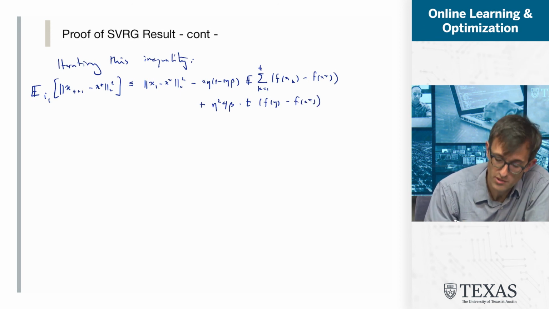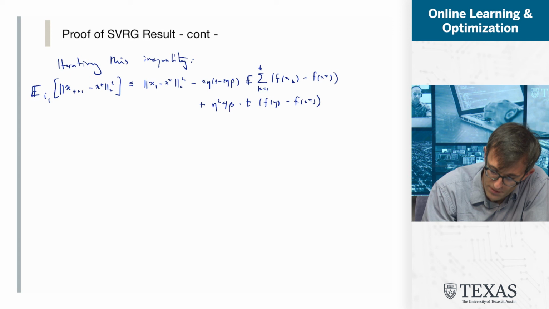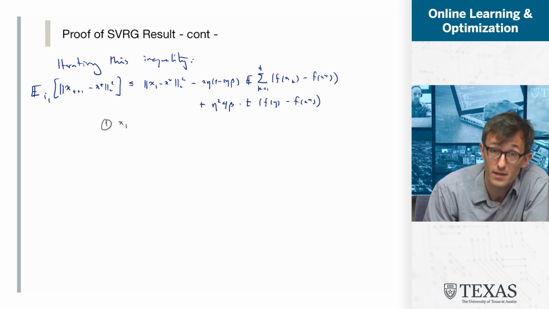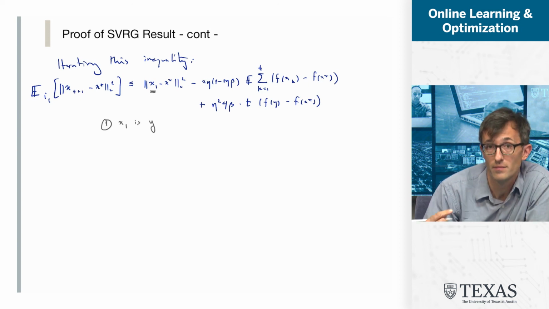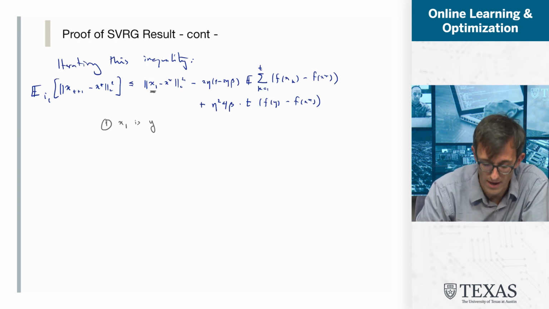So now a few things to observe in order to finish this up. First of all, observe that x1, which is sitting right here, is just equal to the previous y, because that's how I initialize every inner loop. I set x1 equal to whatever y I had. So I'm going to put y in there.